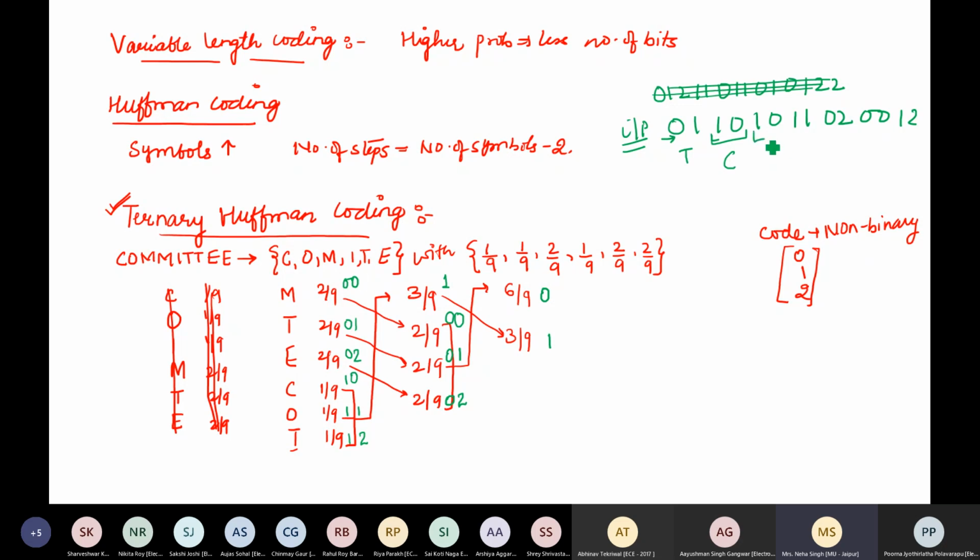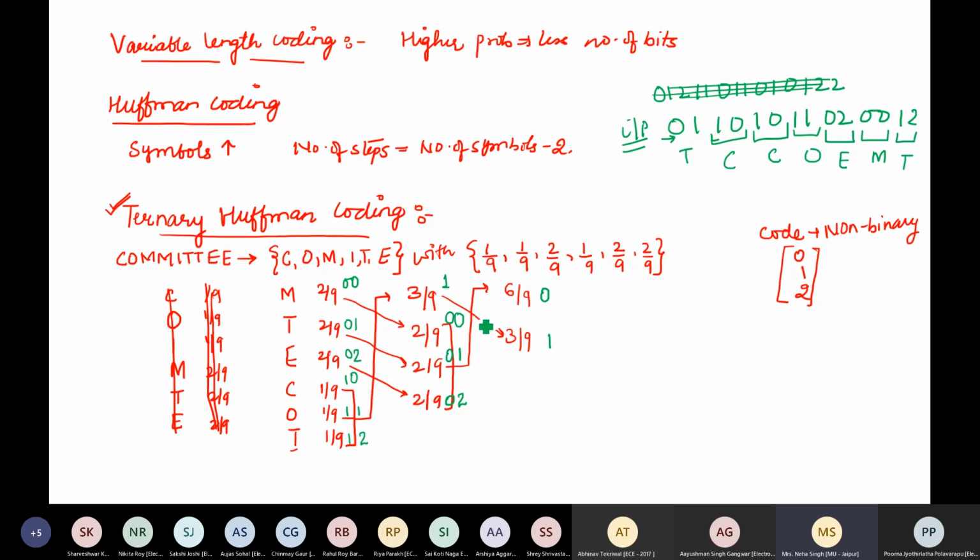Then I again start with 1. 1 has three options, so I use the second bit, which gives me C again. Here this gives me O. 0, 2 gives me E. 0, 0 gives me M. And 1, 2 gives me T. So this was the word which was sent.